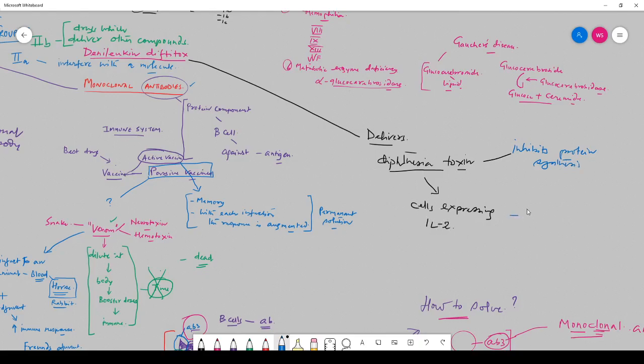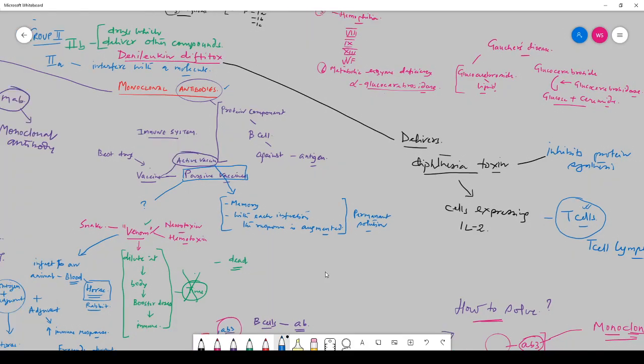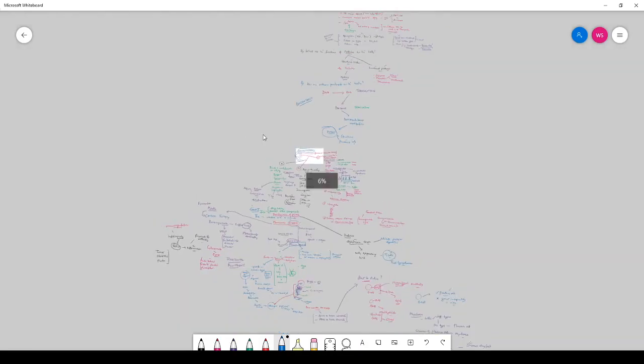This IL-2 expressing cell is usually T cells. Normally, if T cells increase in number, then if we use this particular drug, we can reduce the number of T cells. This drug carries diphtheria toxin to T cells. As a result, T cells will not produce proteins. If it does not produce proteins, it cannot undergo mitosis. So this is given for conditions where there is increased T cell number, and that disease could be T cell lymphoma. So this drug, denileukin diftitox, is a drug for T cell lymphoma, and that is an example of class 2B drug.